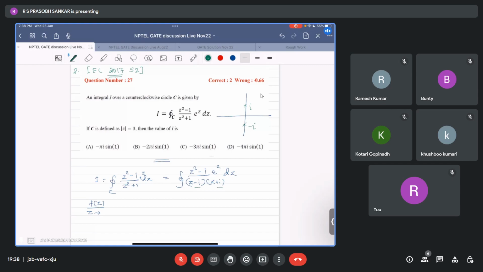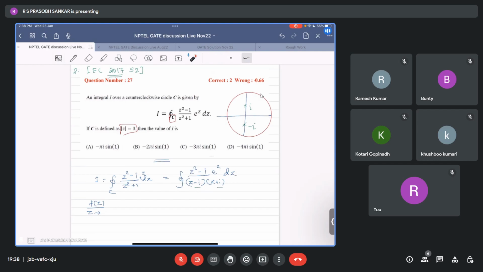Up to here, it's the same as what we have been doing till now. But now the catch is that the circle, or whatever shape we need to integrate over, is mod z equal to 3. So that circle is something like this. It is not a small circle, it's a big circle. And that big circle contains both these poles, not just a single pole.